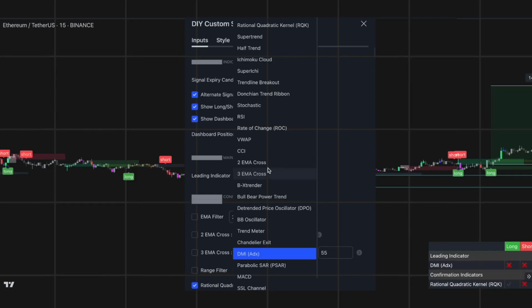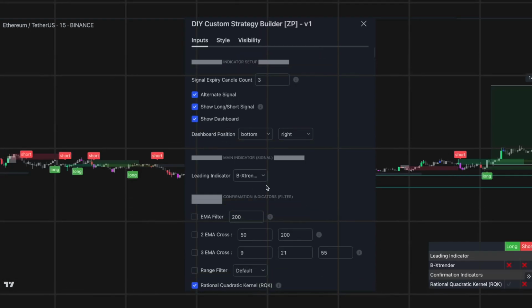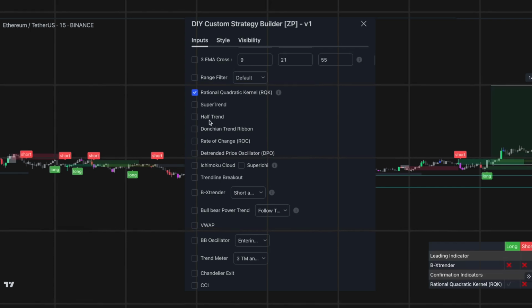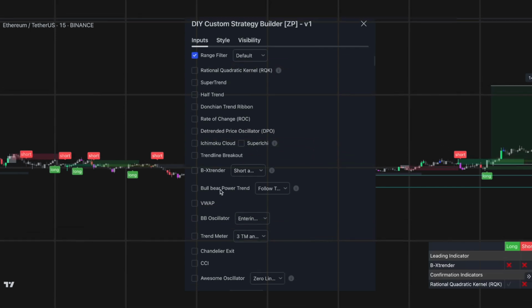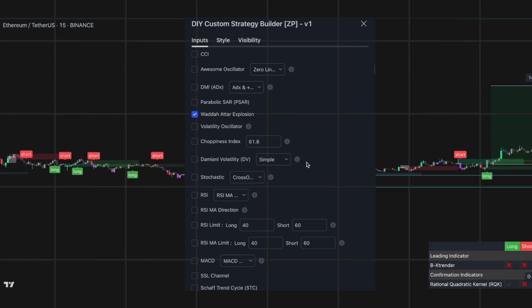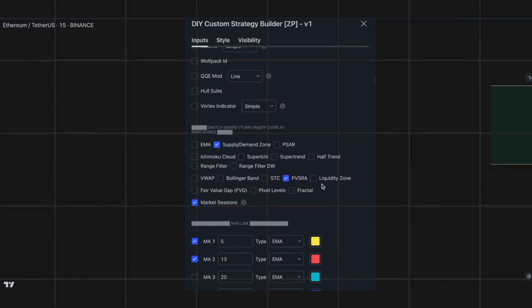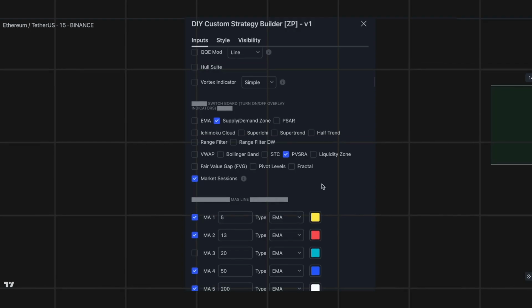The first step is to enable BX Trender as your main confirmation. Scroll down and select the range filter and the Waddah Attar Explosion as signal filters. You can customize the length of the indicators to further improve signal accuracy. For simplicity's sake, let's keep them default.